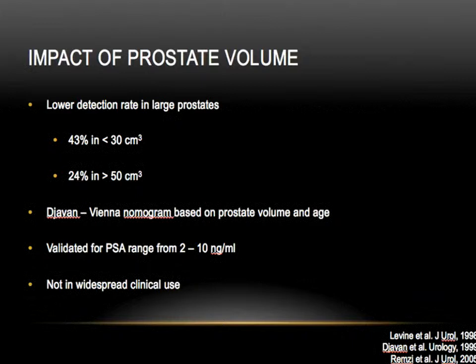There have been studies which show that if you take prostates less than 30 cubic centimeters in size, the detection rate with a biopsy is about 43% as compared to only 24% in large prostates. There have been a number of nomograms, including the Vienna nomogram, which is based on prostate volume and age of the patient. These nomograms have been validated for PSA ranges from 2 to 10 nanogram per ml. They tell us when to do the biopsy based on these parameters and also how many cores to take and from which areas. However, till now, they have not been used widely clinically because of their complexity and the relative tediousness of calculating the locations and the number of cores to be taken on the basis of the nomogram.